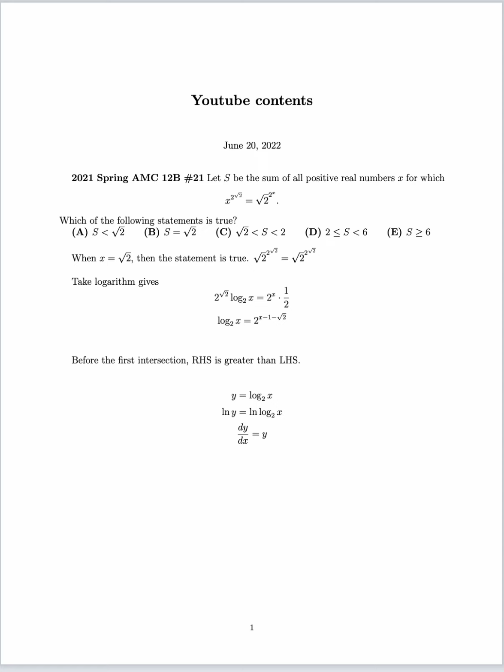Now we take ln of both sides. So ln y equals ln 2 to the x, which is x ln 2. And then for this one, we actually take the derivative with respect to y, which gives dx over dy.